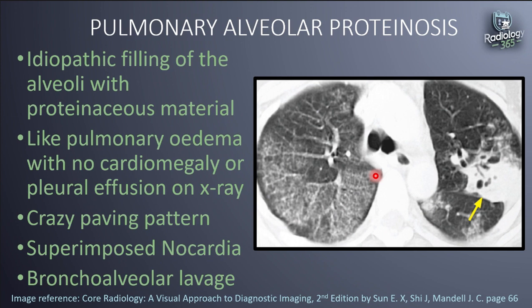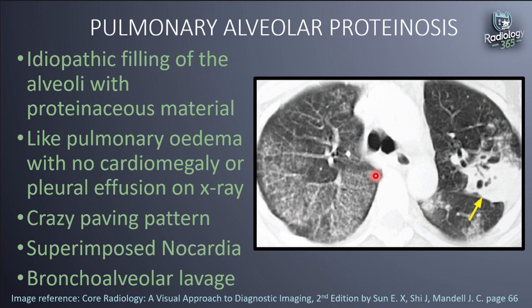The CT hallmark of pulmonary alveolar proteinosis is the crazy paving pattern of smooth interlobular septal thickening in areas of patchy or geometric ground glass. So a combination of smooth interlobular septal thickening and ground glass attenuation. Initially, crazy paving pattern was described for pulmonary alveolar proteinosis, but it has been found that it's not specific to pulmonary alveolar proteinosis, as there are other conditions that can lead to crazy paving pattern. We discussed a number of these in one of our earlier discussions on patterns of lung disease.